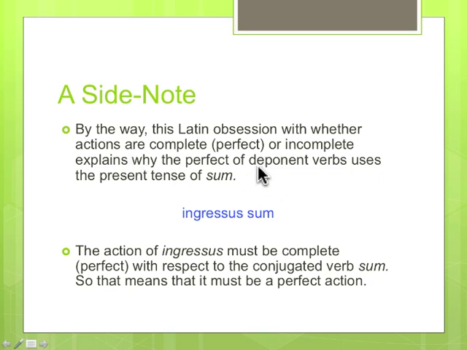By the way, this Latin obsession with whether actions are complete, that is perfect, or incomplete, explains why the perfect of deponent verbs uses the present tense of sum. You may remember that ingressus sum means "I entered" or "I have entered." It's actually a past tense. It's technically the perfect tense in Latin. The reason that works is the action of ingressus, of this perfect participle, must be complete, perfect with respect to the conjugated verb sum. In other words, ingressus must happen before sum. Sum is present, so that means the action of ingressus had to have occurred in the past. And therefore, ingressus sum indicates a past action.